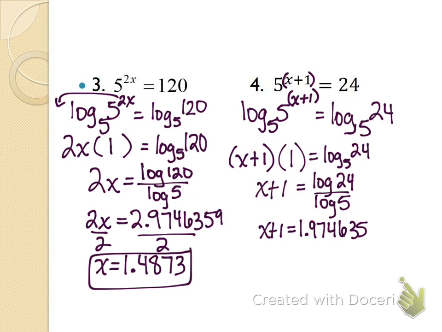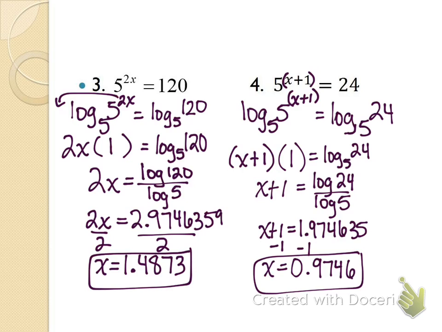And I already had somebody ask, but what are we doing for this last step? Subtracting 1. We need x all alone. To get it all alone, we subtract 1. And then we can just go ahead and use this to round to 4 places after the decimal point. So we get 0.9746. Questions, concerns before we move on to the back?